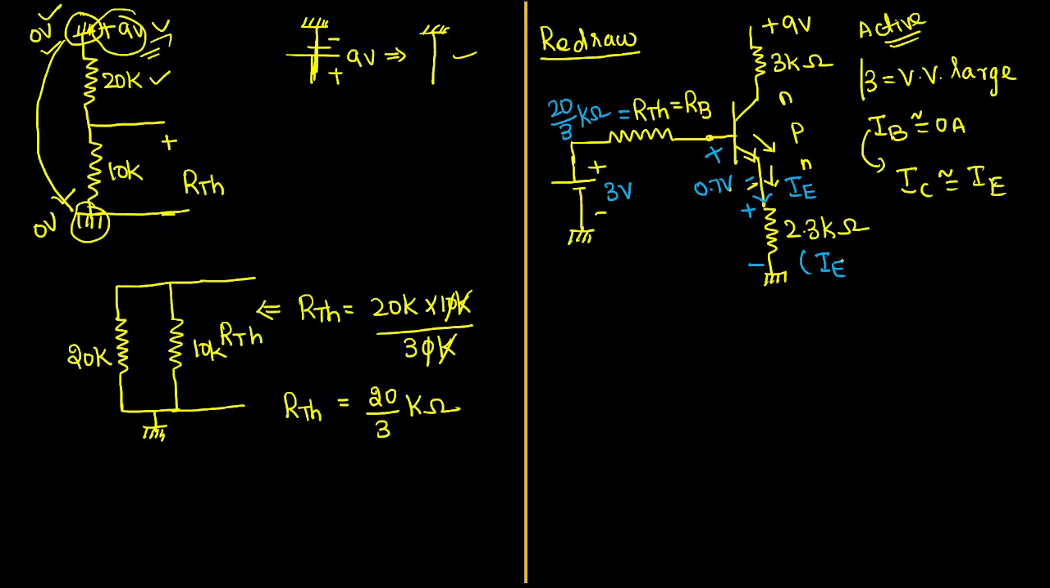According to Ohm's law, V is equal to I into R. So the value of I is IE. R value is 2.3 kilo ohm. That is the voltage drop. Now apply KVL. That is our standard procedure. Now apply KVL for base to emitter terminal, then collector to emitter terminal.